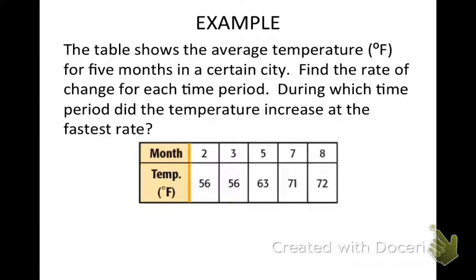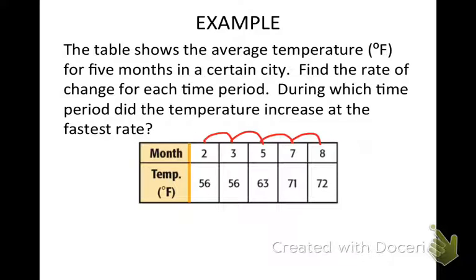So month 2 is 56 degrees Fahrenheit. In month 3 it was 56 degrees Fahrenheit. In month 5 it was 63 degrees Fahrenheit. 7 it was 71. 8 was 72. So to decide our rate of change, we're going to do exactly what we did when we were looking for linear functions. I want to see the change in the x, and I want to see the change in the y.